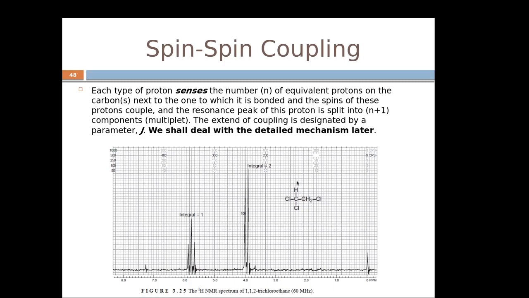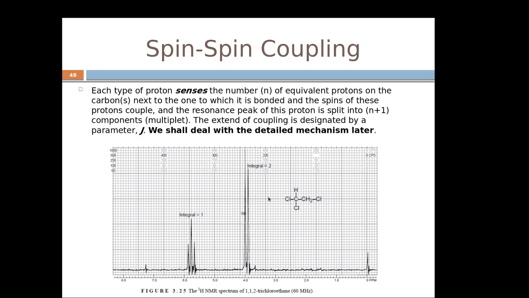For example, the nuclear spin state of this proton can couple with the nuclear spin states of these two protons. Since the number of protons here is 2, n is 2, and the peak of this proton will be split into 2+1, 3. We call this peak pattern a triplet, and the intensities of the peaks are in the ratio 1:2:1. We'll see why the ratio is like this.